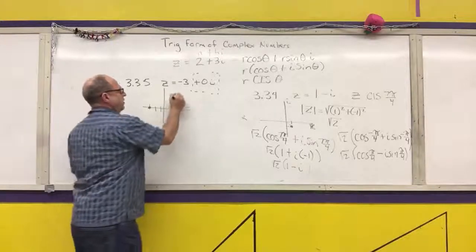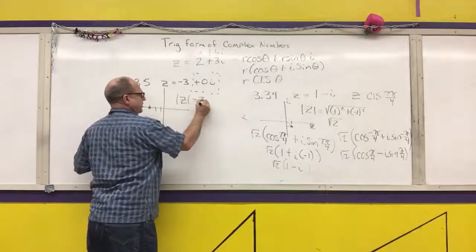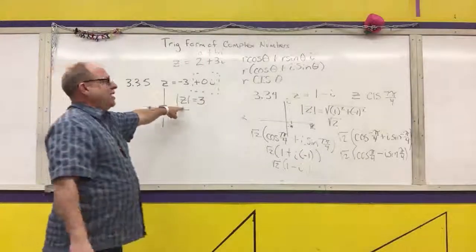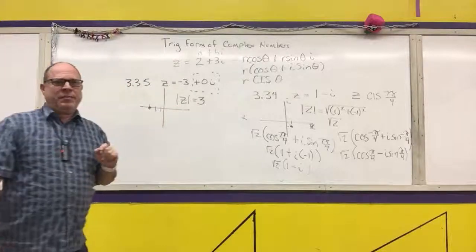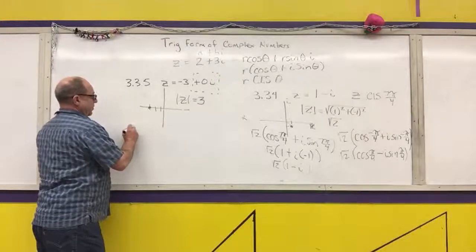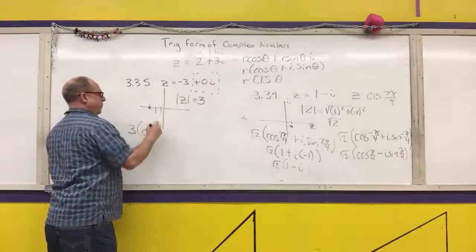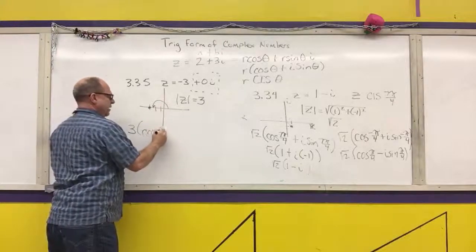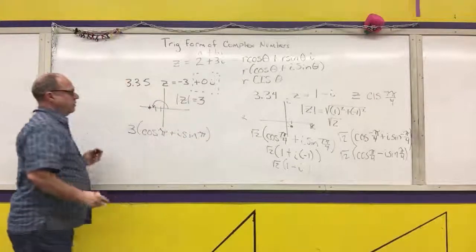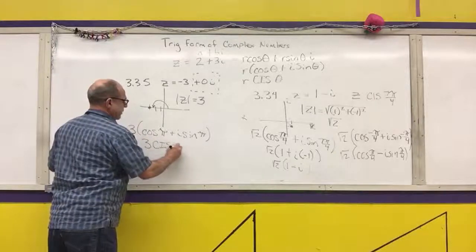And I know that the complex modulus is the distance between the origin and the point. So the distance is 3. Remember, your complex modulus is always going to be positive. Okay, so my final answer here would be 3 times the cosine of, where's this angle? That angle is pi, plus i sine of pi. Alternatively, I can write 3 cis pi.